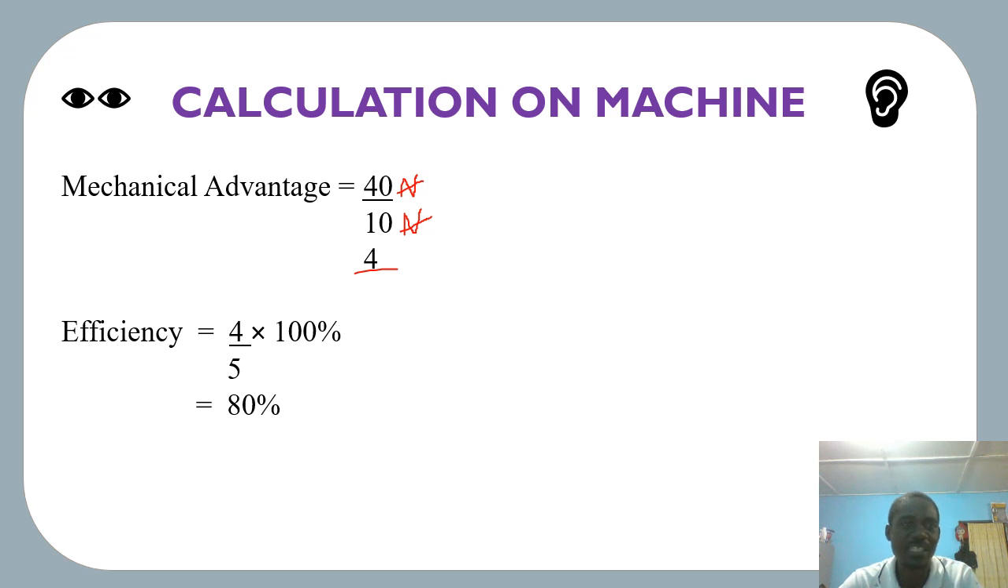Now, after getting our mechanical advantage from the previous slide, you see that we were given the velocity ratio to be 5. Therefore, we do the substitution. 4, which is the mechanical advantage, divided by the 5 velocity ratio, multiplied by 100%, will give us 80%.